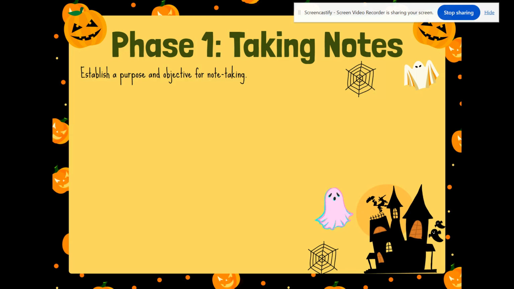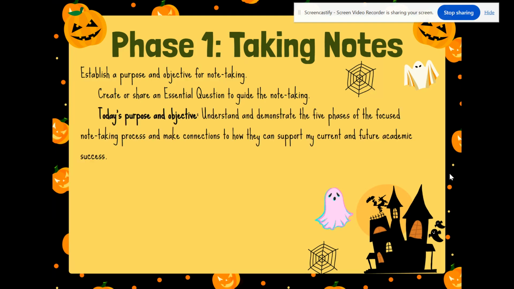So establish a purpose and objective for note-taking. Create or share an essential question to guide the note-taking. So anytime you take notes, you're going to want an essential question. Why am I taking these notes? What is the purpose of this subject that I'm doing right now? Okay? So today's purpose and objective is to understand and demonstrate the 5 phases of the focused note-taking process and to make connections to how they can support my current and future academic success.